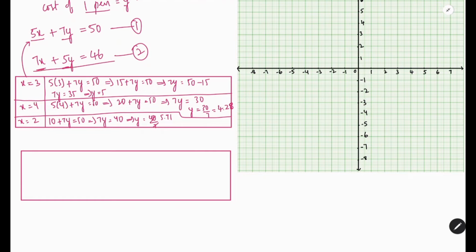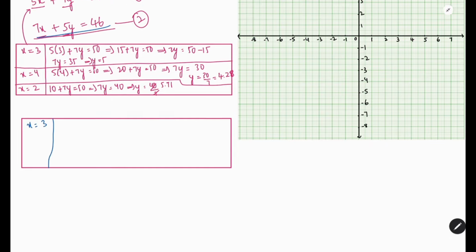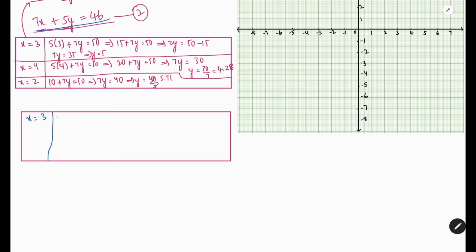In the second equation, if x equal to 3, then 7 into 3 is 21 plus 5y equal to 46. So 5y equal to 46 minus 21 equal to 25. So y equal to 5.